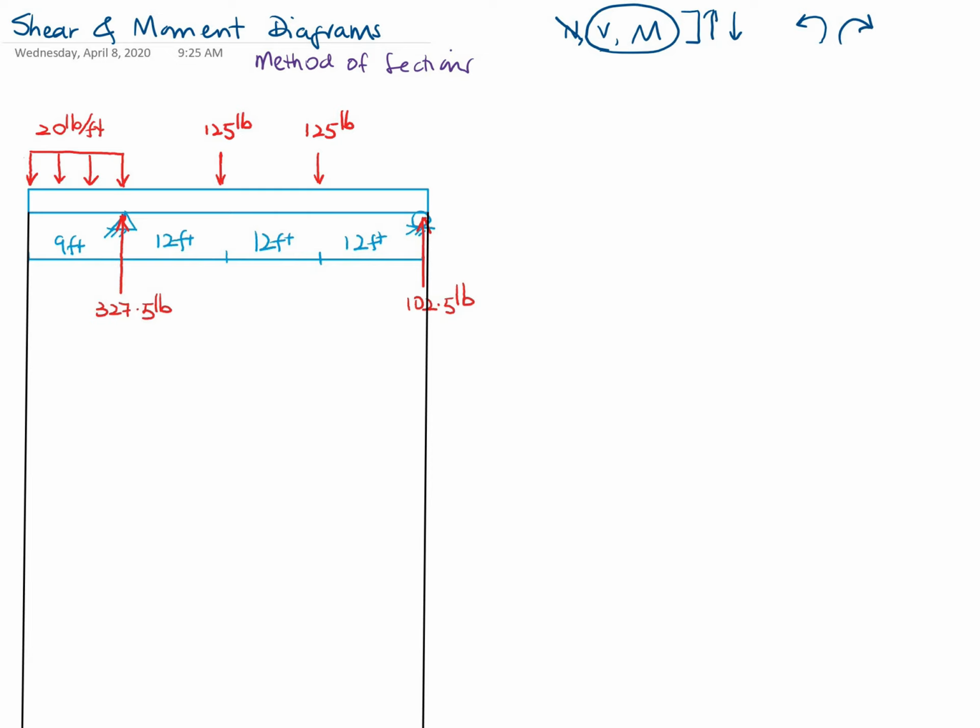For shear moment diagrams, for the method of sections, what you want to do is look at your discontinuities. Discontinuities could be your external reactions, just like what we found over here. I've gone ahead and found the reactions for you, 327.5 and 102.5. It could be external concentrated loads or moments, so 125 and 125, and also your distributed loads. So the trick here is to make cuts before and after any of these concentrated loads and reactions.